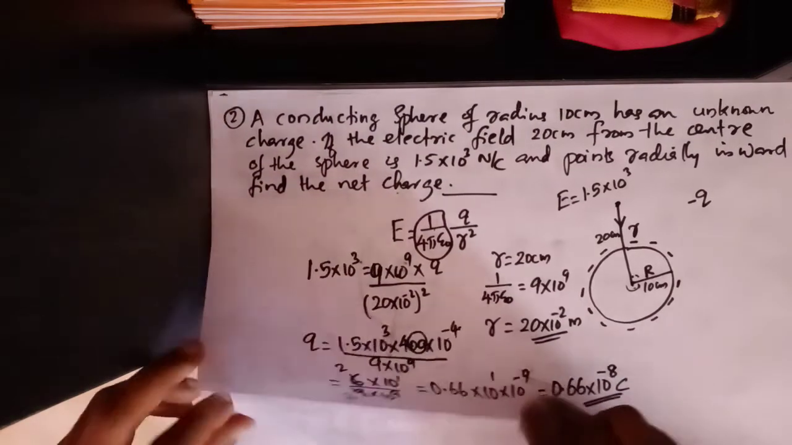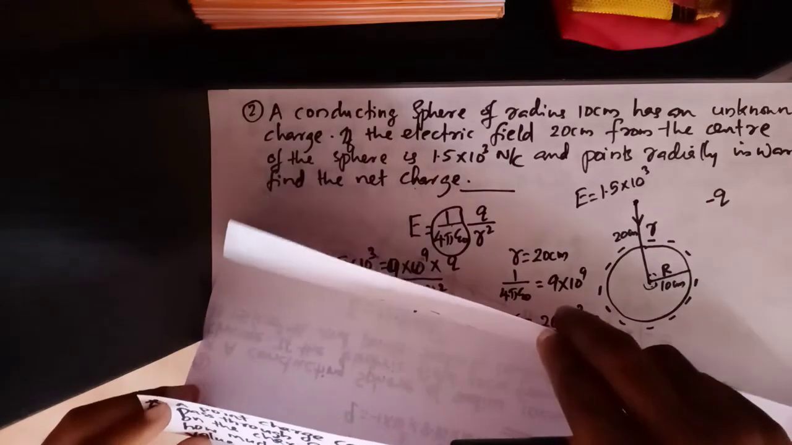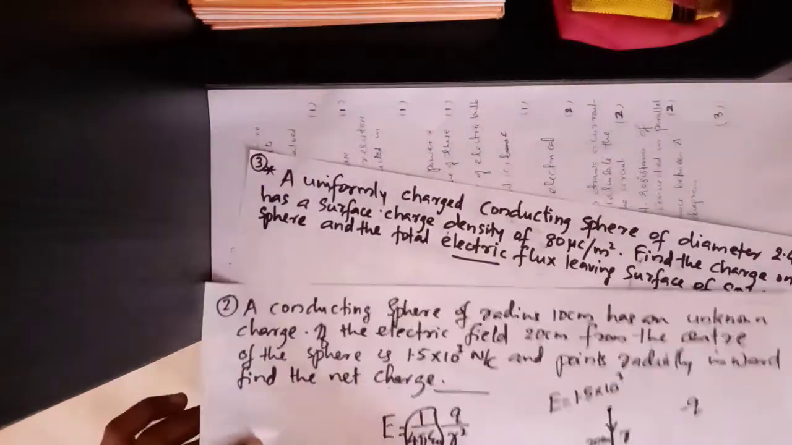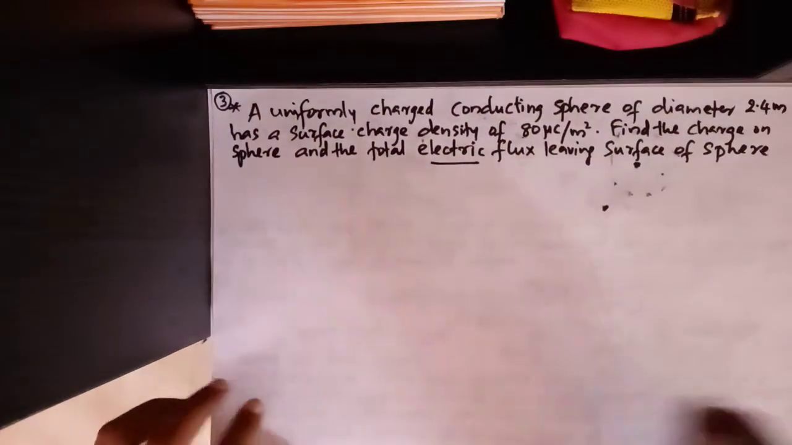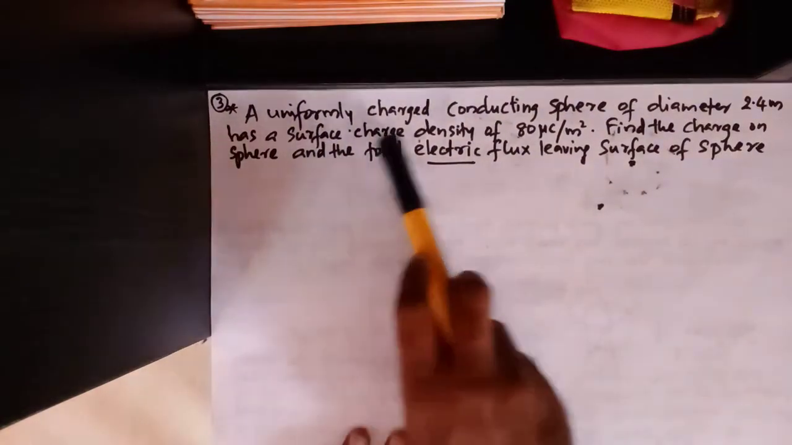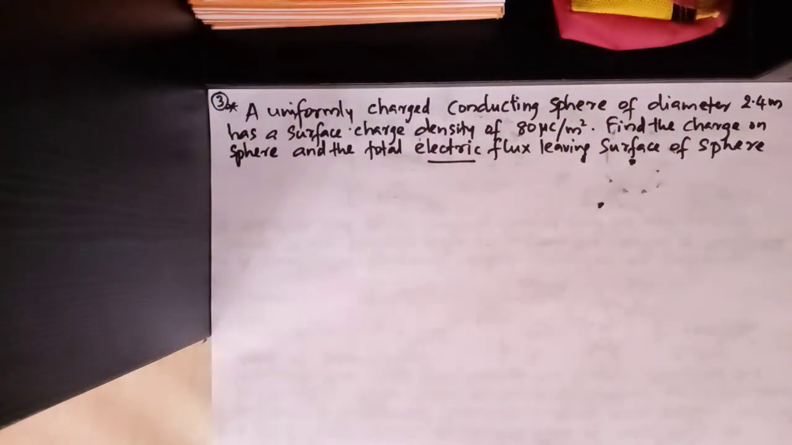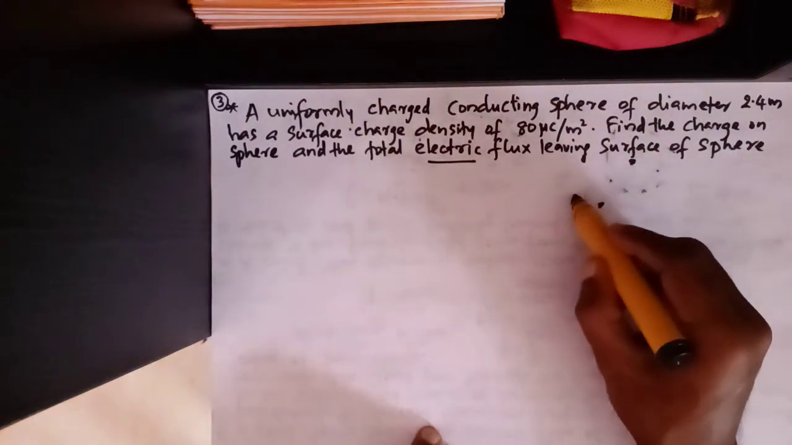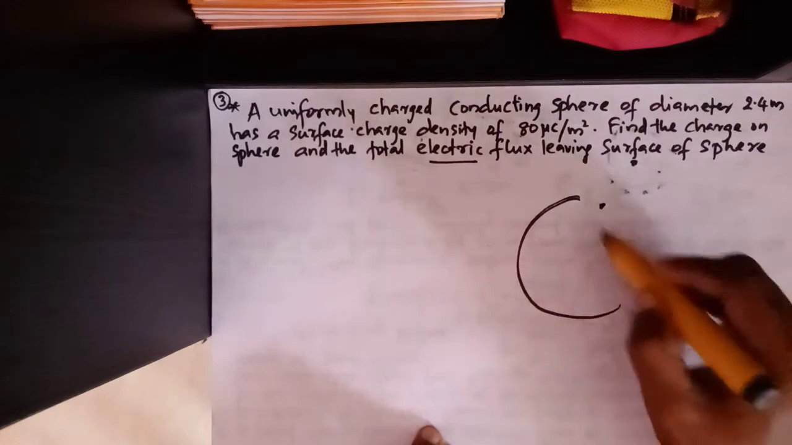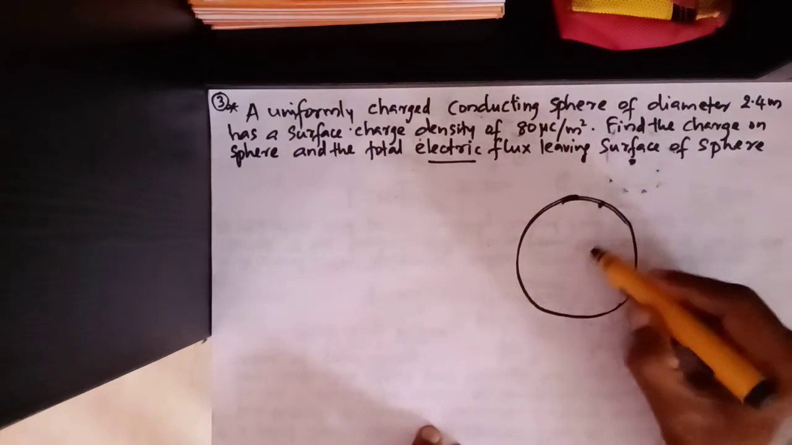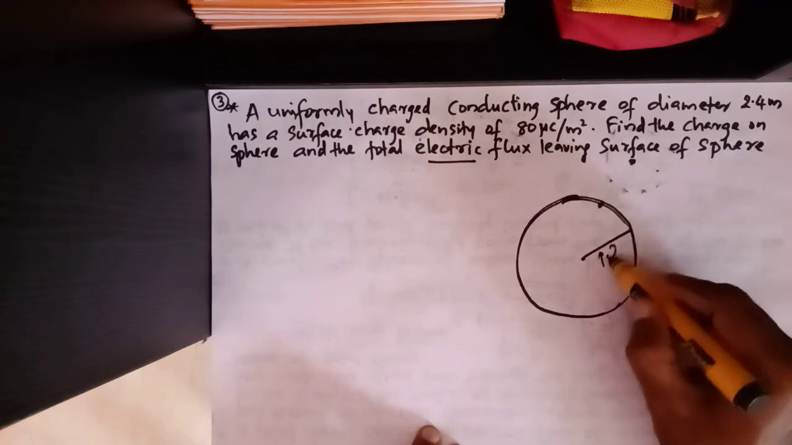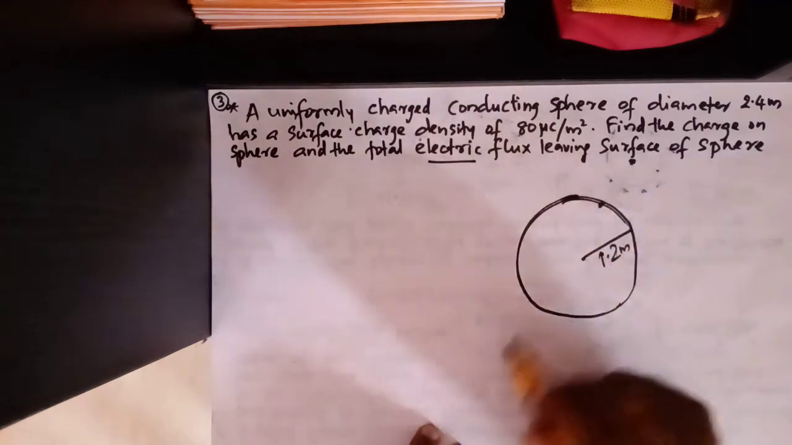Now we have one more problem. Okay, we have another problem. So the question is: a uniformly charged conducting sphere of diameter 2.4 meter. So we have a sphere, a uniformly charged conducting sphere. What's the diameter of the sphere? 2.4. So what will be the radius? 1.2 meters.